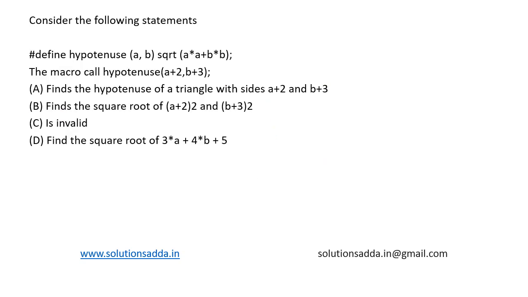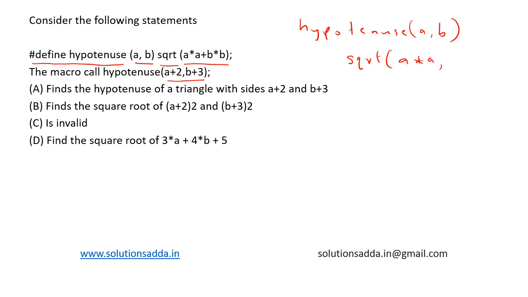This is a question from C programming. Consider the following statement: #define hypotenuse(A, B) sqrt(A*A + B*B). The macro call hypotenuse(A+2, B+2), what will be the result? So the macro is defined with hypotenuse of A, B means square root of A star A plus B star B.